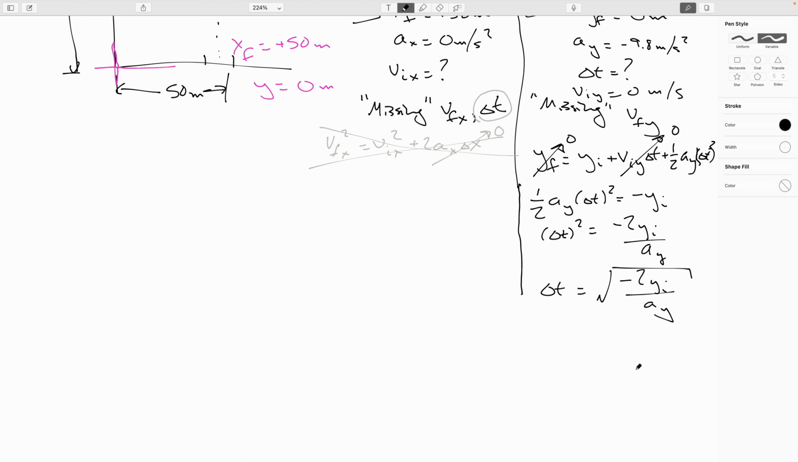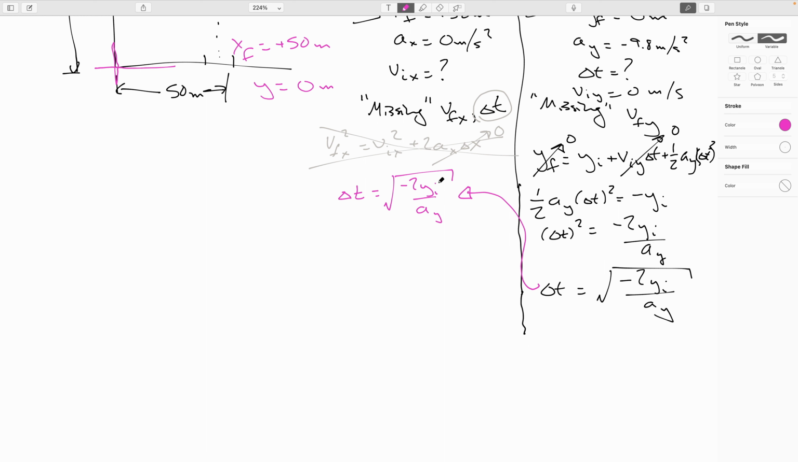Okay, so the reason it's not a problem is because we know that y initial is positive, but a sub y is negative. So with a minus sign here and this number being negative, that's actually going to make the whole thing under the radical a positive number. So I'll be taking the square root of a positive number, and it's all good. So now with that, we can go ahead and send that information back over into the land of x. So we now know that delta t is the square root of minus 2 y initial over a sub y.